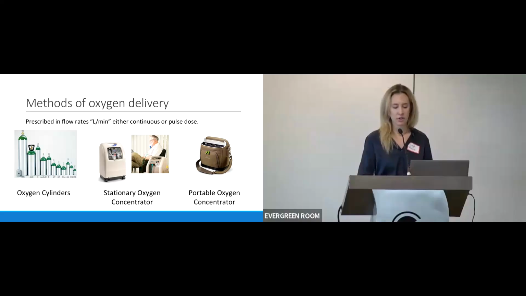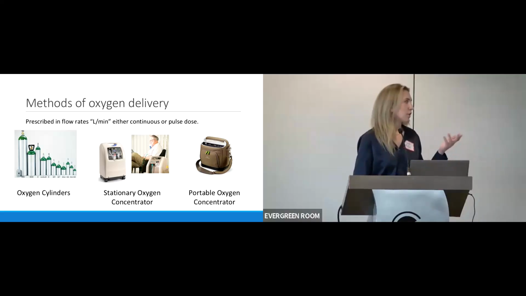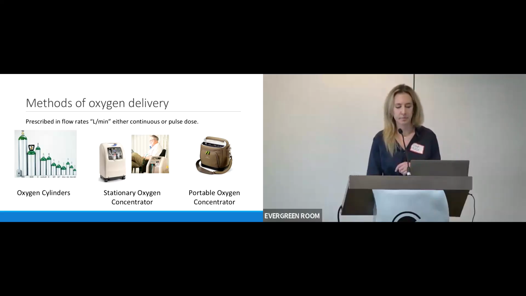A stationary oxygen concentrator collects oxygen from the surrounding air, concentrates it, and then delivers it to you. These are really good for at home. They're like these big machines, they look like air purifiers or some type of air filter. And they're good if you're just hanging around at the house or you're walking from maybe one room to another, or your couch to a different chair.